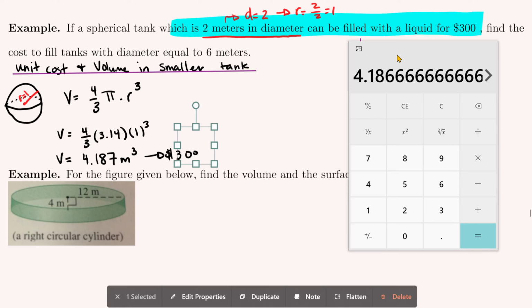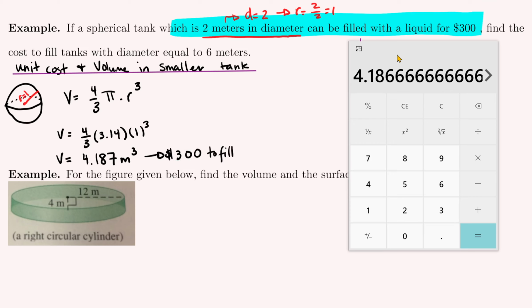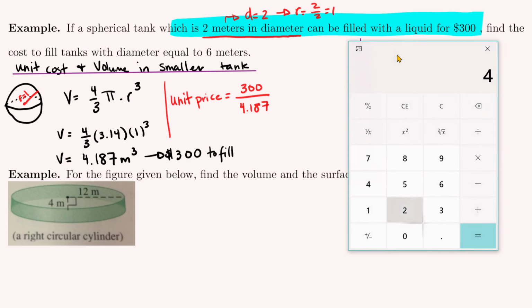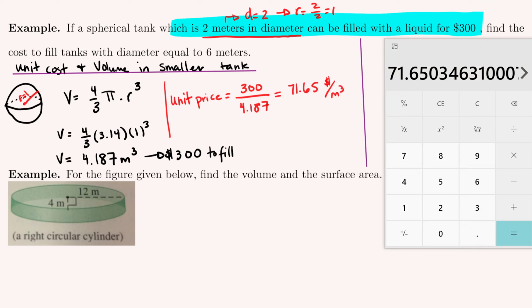Now we can always find the unit price by taking the cost divided by how we're measuring the units. And in here we're measuring the units of volume because it's how much it takes to fill. So our unit price will be 300 divided by the volume, which is 4.187. Let's type that into our calculator. 300 divided by 4.187, and that gets us exactly 71.65, and our units are the units at the top, which is dollars, per units of volume in the bottom, so that will be $71.65 per cubic meter. So for every cubic meter that we fill up of this material, it cost us $71.65.